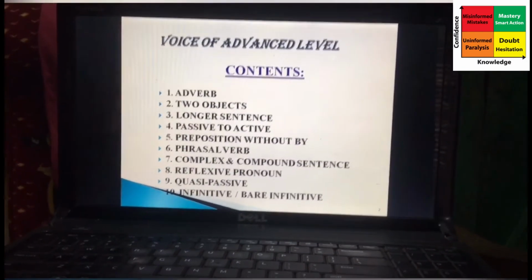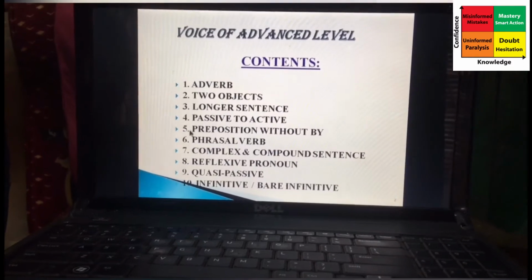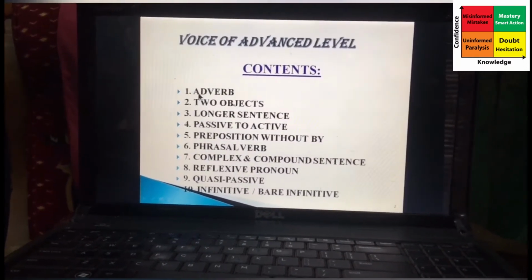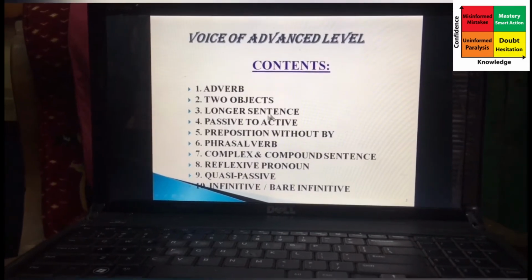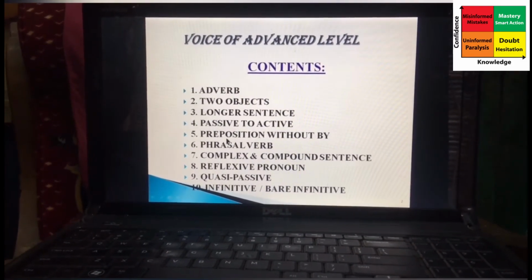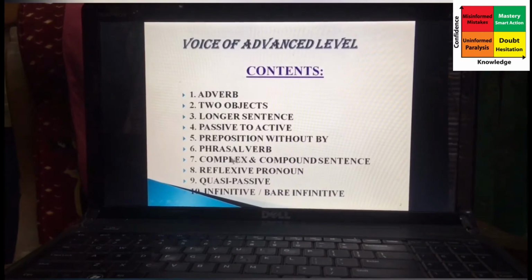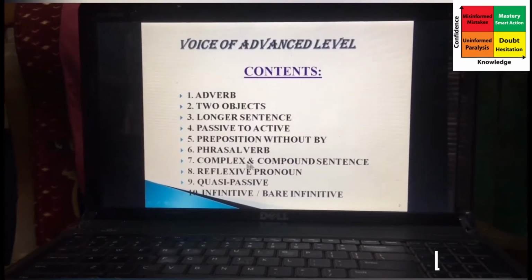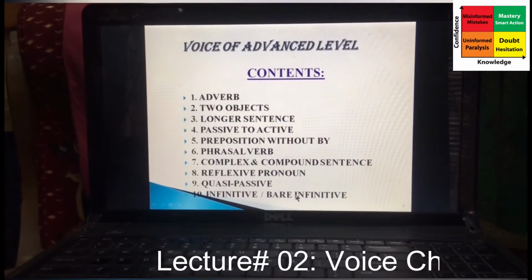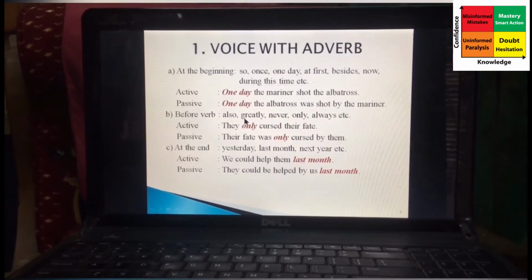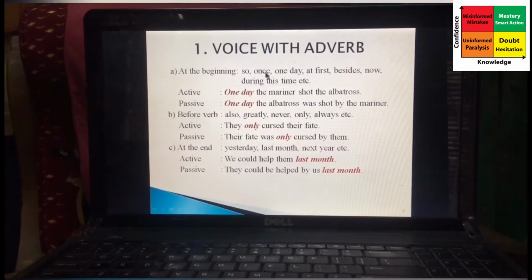That means today I will discuss 10 problems about the voices like adverb to object, longer sentence, passive to active, preposition without by, phrasal verb, complex and compound sentence, reflexive pronoun, quasi-passive and infinitive or bare infinitive. So at first we can discuss voice with adverb.